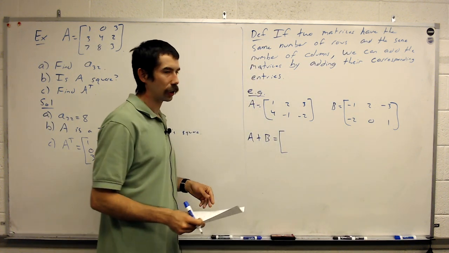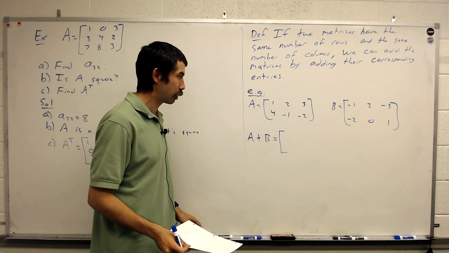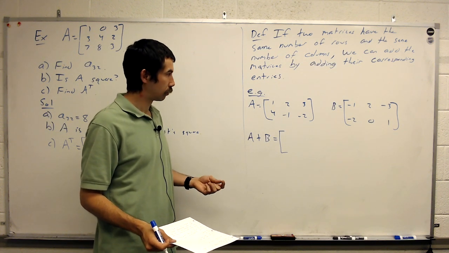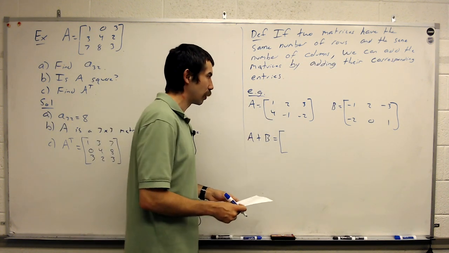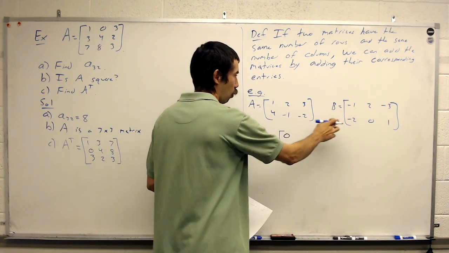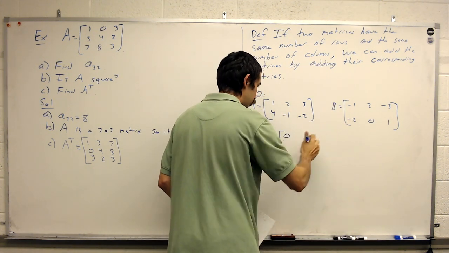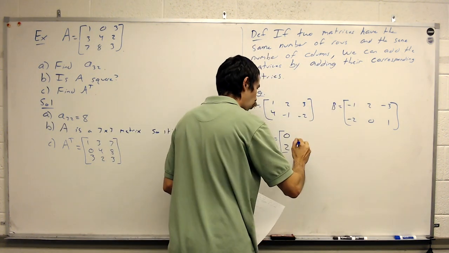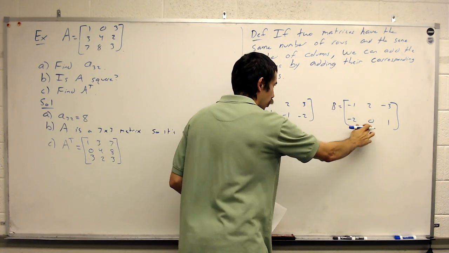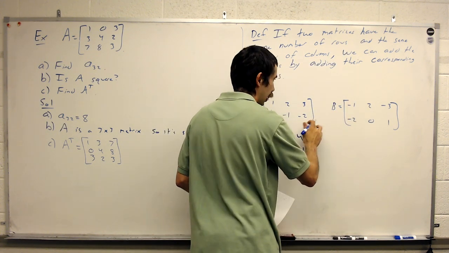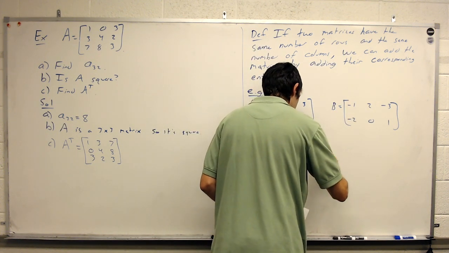Okay, the new matrix that we're going to get when we do A plus B is still going to be a 2 by 3 matrix. The top left entry is going to be 1 plus -1, 0. 4 plus -2, which is 2. 2 plus 2 is 4. -1 plus 0 is -1. 3 minus 3 is 0. And -2 plus 1 is -1.